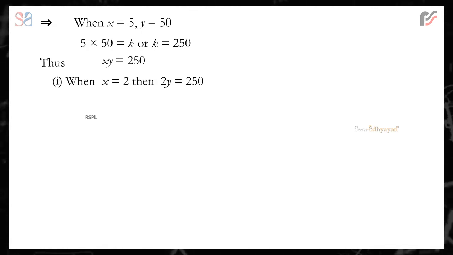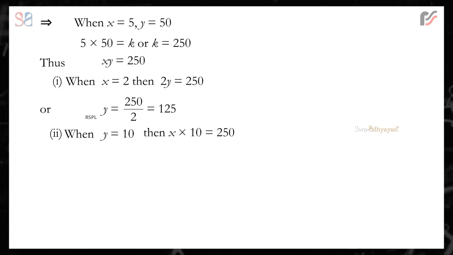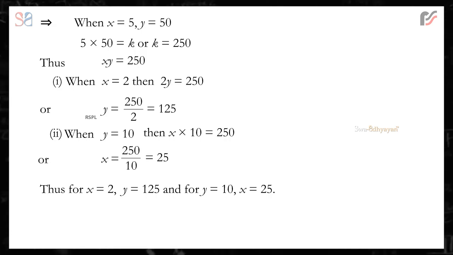1. When x is equal to 2, then 2y is equal to 250, or y is equal to 250 upon 2, which is equal to 125. 2. When y is equal to 10, then x into 10 is equal to 250, or x is equal to 250 upon 10, which is equal to 25. Thus, for x is equal to 2, y is equal to 125, and for y is equal to 10, x is equal to 25.